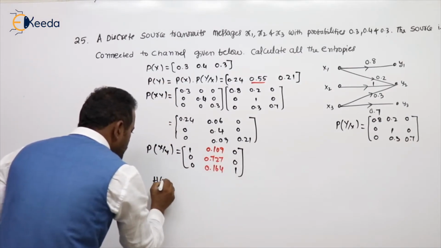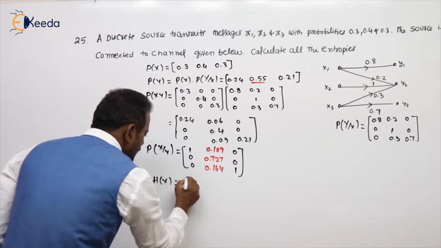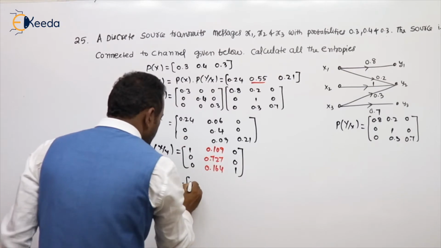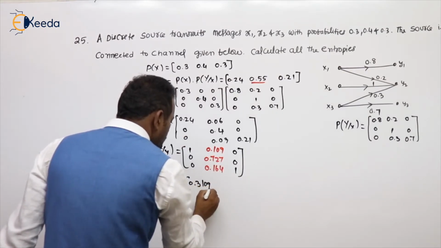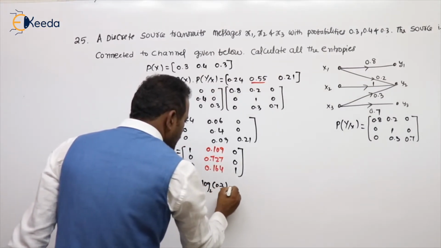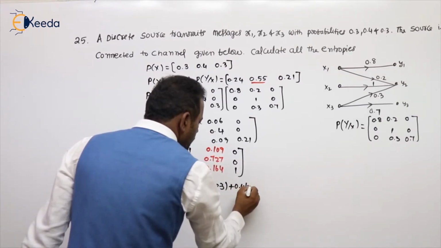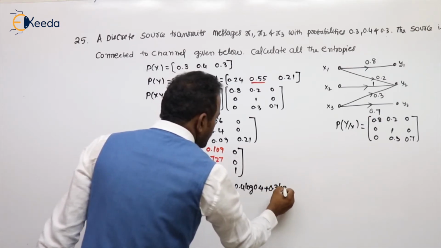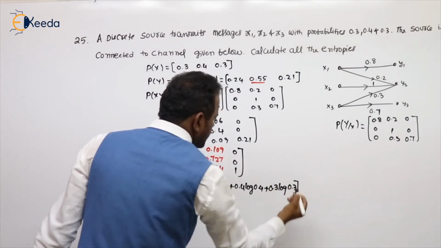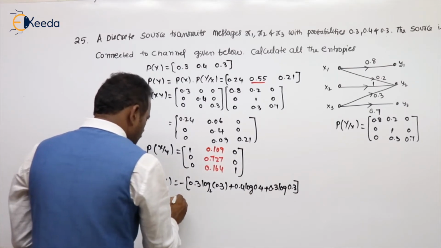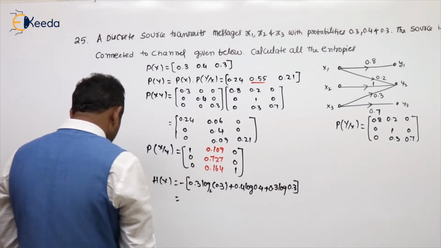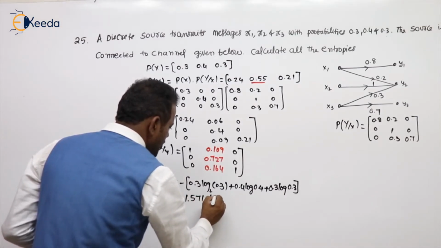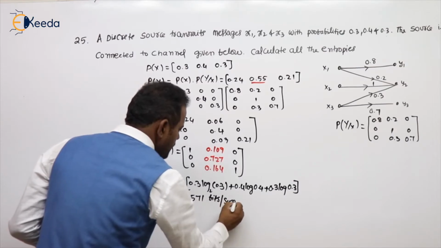How to calculate H of x: it is nothing but minus of the sum of probabilities times log. I have written the probabilities in the numerator side. So 0.3 into log base 2 of 0.3, next 0.4 into log 0.4, and 0.3 into log 0.3. Then calculate, and this value will come as 1.571. Anyhow, the units are bits per symbol.